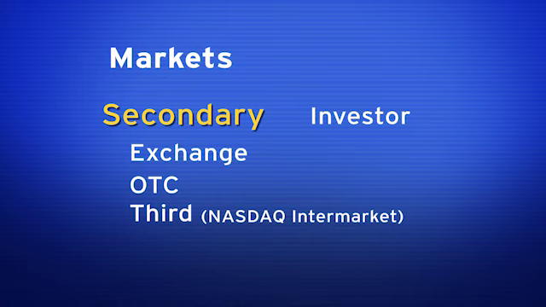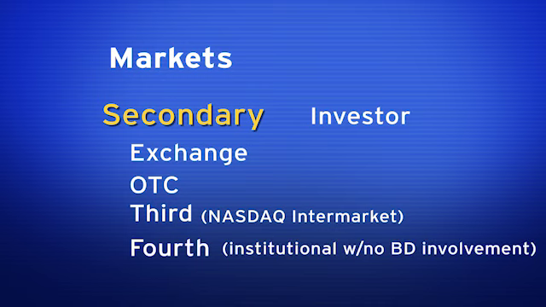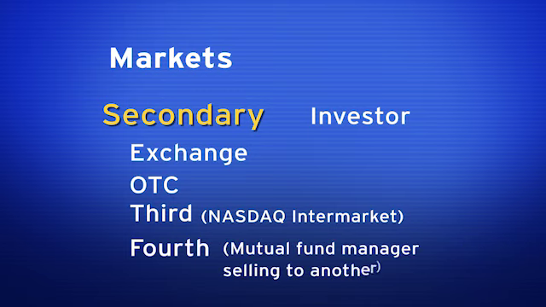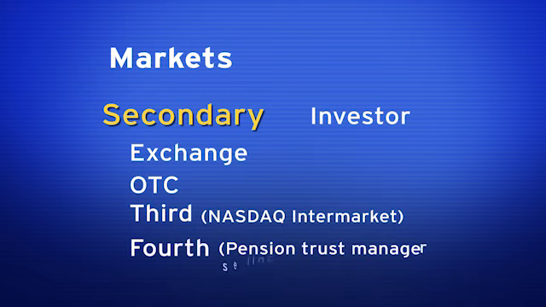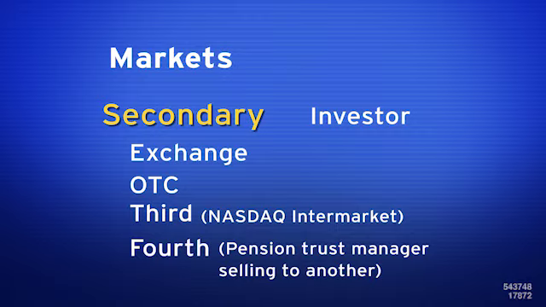And the last secondary market is the fourth market. Now, the fourth market is where institutional investors would be buying and selling amongst themselves. There would be no broker-dealer involvement in the trades. So maybe we would have a mutual fund manager selling securities to another mutual fund manager. This would be in the fourth market. Or we would have a pension trust manager selling securities to another pension trust manager. This transaction would occur in the fourth market.